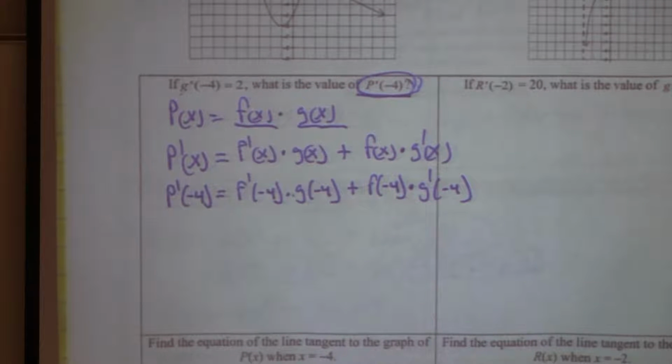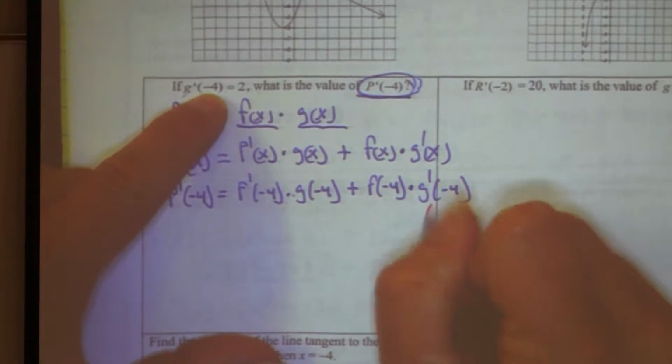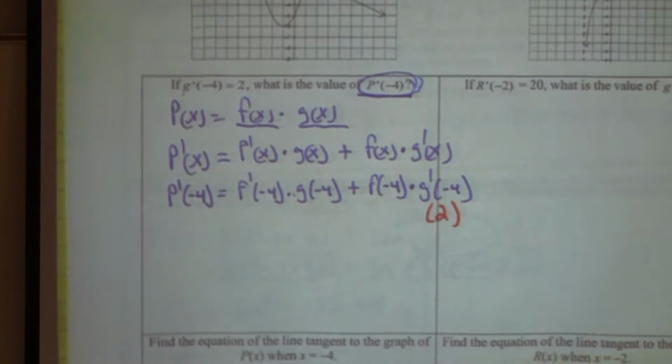Which of those do we know right away? G prime of negative 4, what is that going to be? 2, right? So right here I'm going to replace this with a 2. Okay.